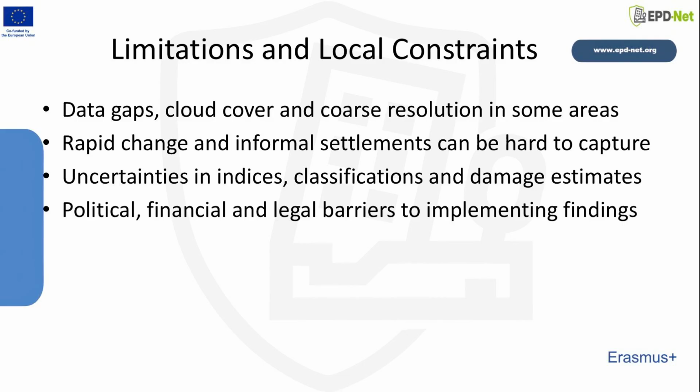We also point out that indices, classifications and damage estimates always carry uncertainty due to sensor noise, mixed pixels, modeling assumptions and imperfect reference data, which can affect confidence in the resulting maps. Beyond technical issues, it emphasizes that political priorities, financial constraints, legal frameworks and social sensitivities may limit how strongly remote sensing evidence influences zoning, relocation, retrofitting or infrastructure investments. Recognizing these constraints is essential for realistic expectations about what remote sensing can achieve and for designing strategies that integrate it with broader governance and capacity building efforts.